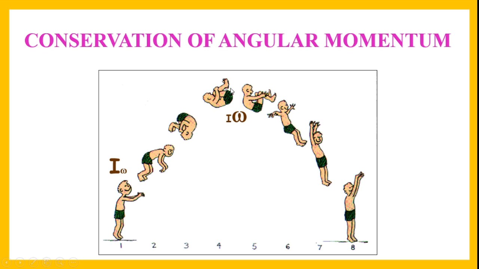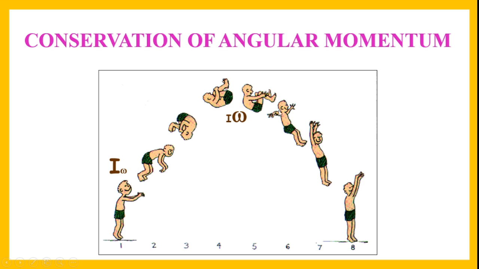When he reached the topmost point, he has folded or contracted his body, so that his moment of inertia has been reduced to small I and his angular velocity increased. So it is shown with I omega.